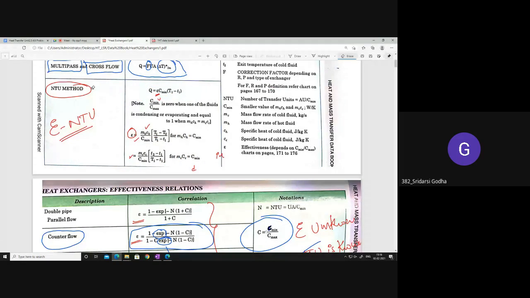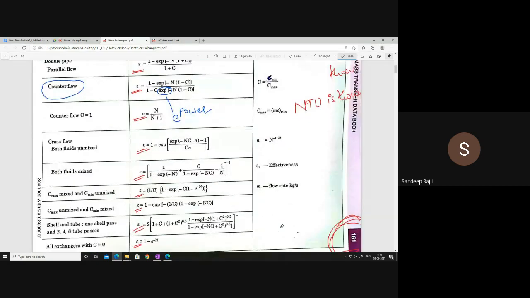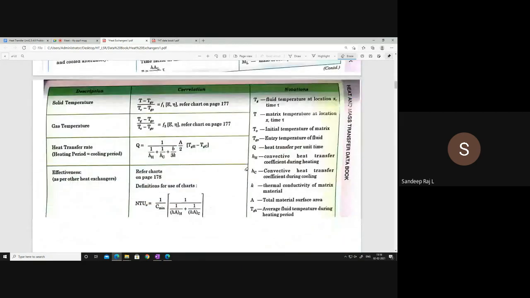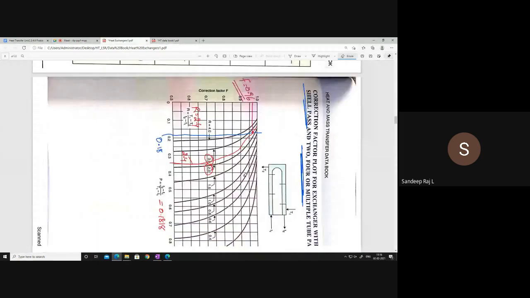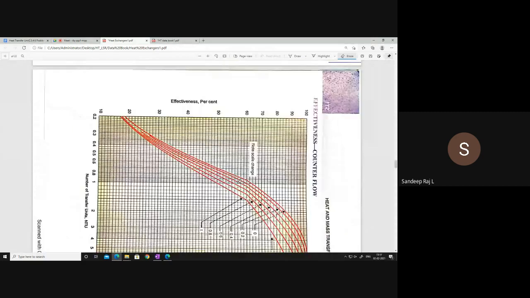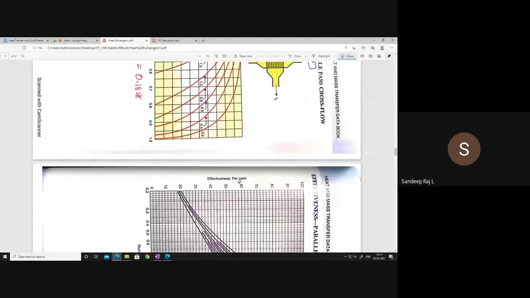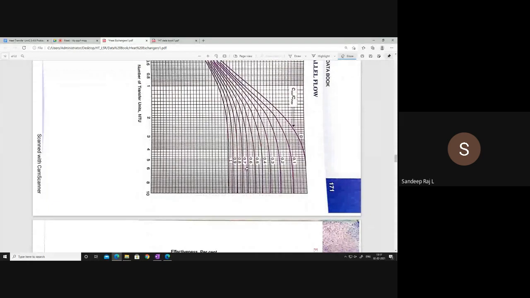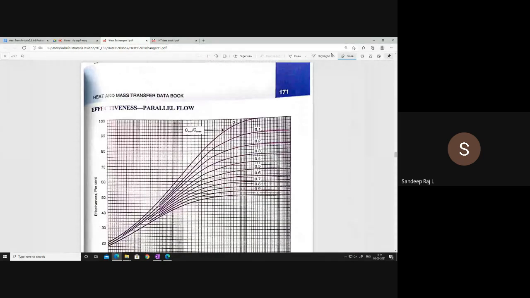Sir, can effectiveness be calculated from graphs? Yeah, the same question you can solve using the graphs also. Very good thing you have asked me now. So the same thing you can find out using the graphs also. See here, you move to page number 171.